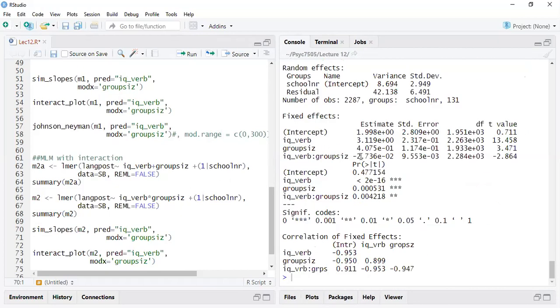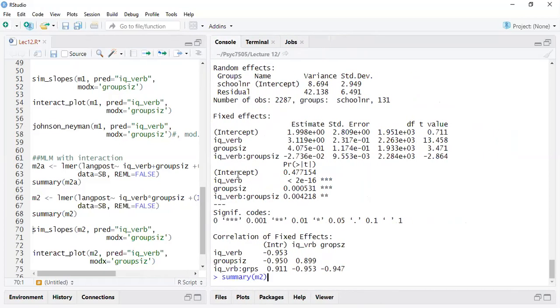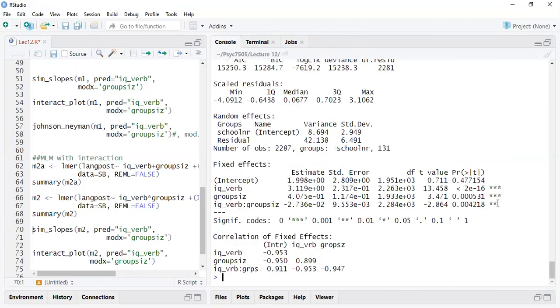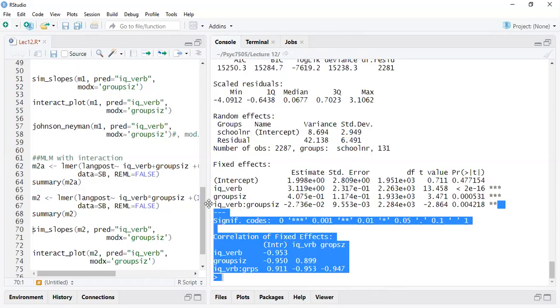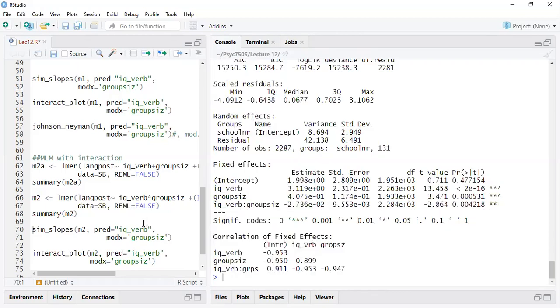If I look at the summary now, the slope of the interaction is 0.0273. And we can see the p-value is down here. That p-value is significant. If we want to make it prettier, we can do this. We can see the interaction is significant, so we'd want to plot and probe it. And we plot and probe it exactly the same way.